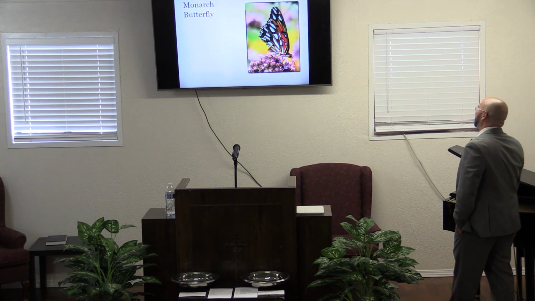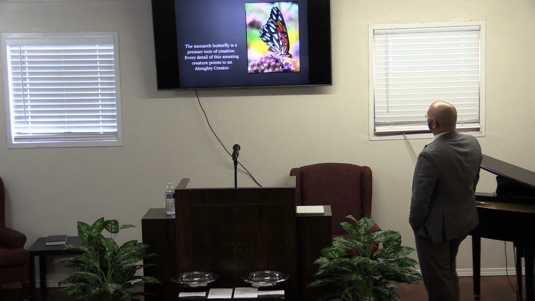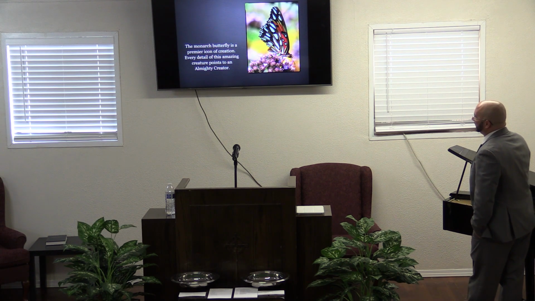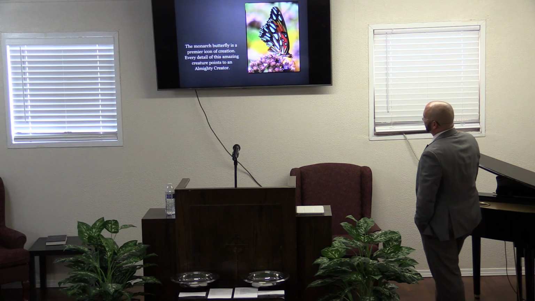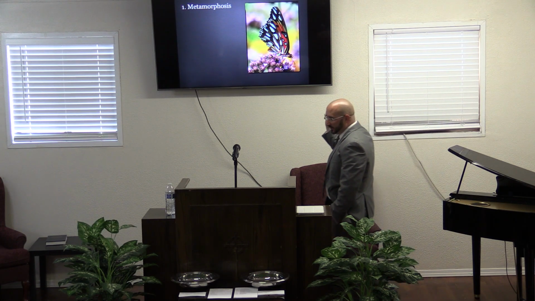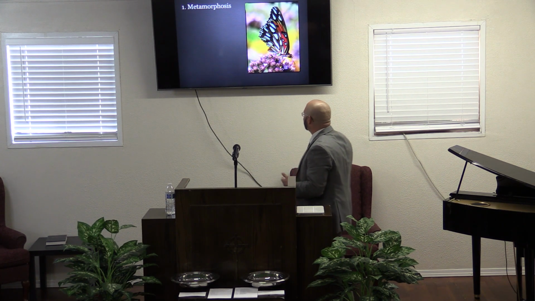Now, the monarch butterfly. This is just crazy, the process that they go through. The monarch butterfly is a premier icon of creation. Every detail of this amazing creature points to an almighty creator. So as we go through this, as we look at this monarch butterfly, I want you to think, when we're looking at how it goes through its cycle of life, how would this evolve? How in the world would this evolve? And how would it know it needed to do all these things? And it'll make sense as we go through it.